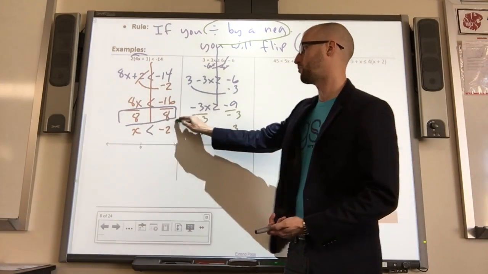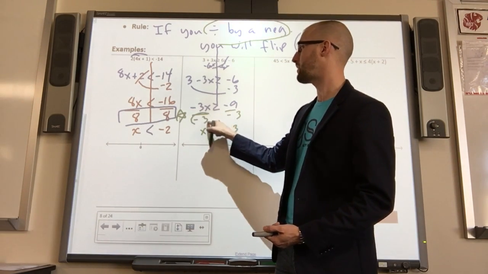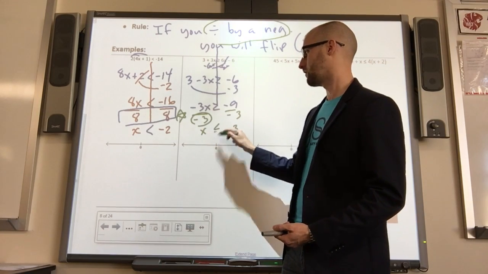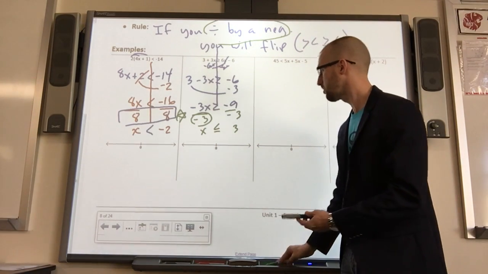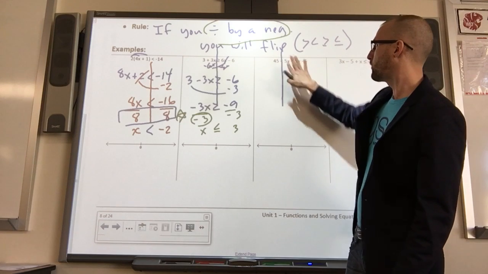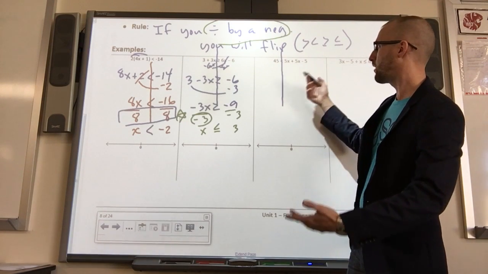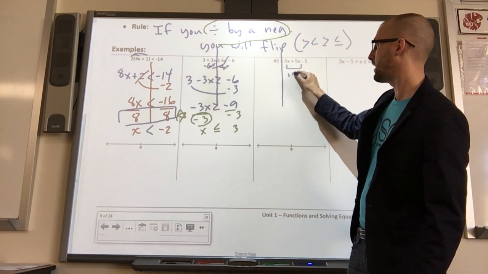And this is an example, put a big star by it, where I divided by a negative, so this sign then turns around. Over here, both of the x's are on the right. That's fine, I'm probably just going to leave them there. They go ahead and combine to 10x.